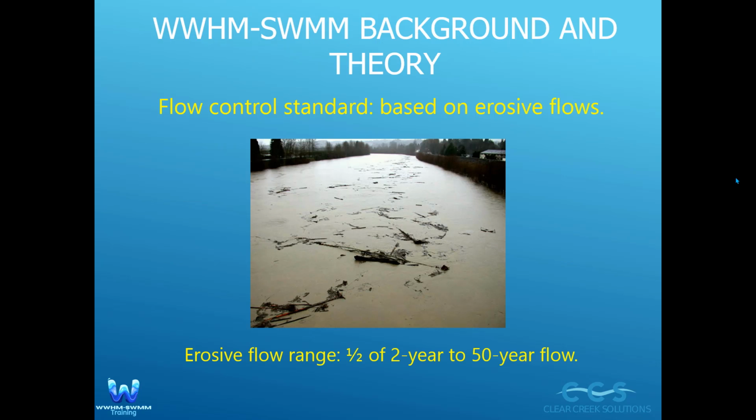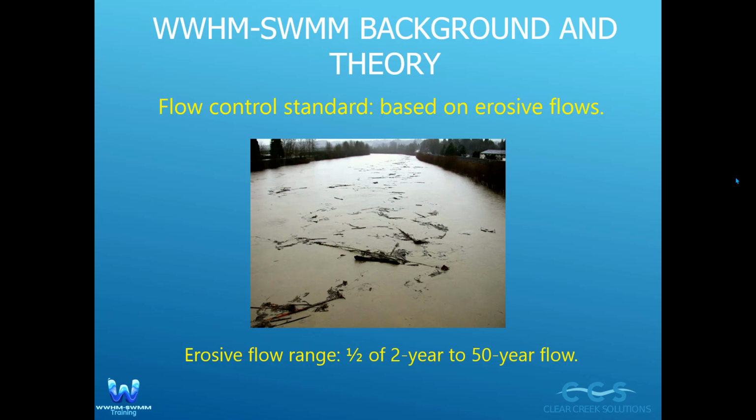And so the flow control standard is based off the erosive flows that are created. So we have identified the erosive flow range as half of the 2-year all the way up to the 50-year flow. And so if we're exceeding flows in that range, that's where we're really starting to cause problems at our project site, right? Because if we have a forested area, there is some erosion, but it's naturally occurring. The local environment's used to it. But if we then add a bunch of impervious areas, some houses, some buildings, and now we have much more runoff, we're going to surpass that erosive flow range quite a bit more, causing more erosion and causing more problems in the local ecosystem and our streams.